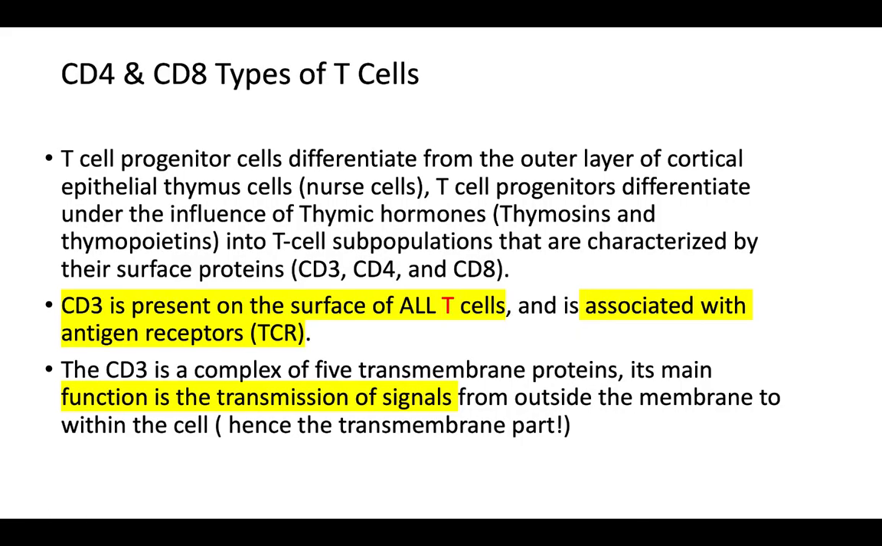So CD4 and CD8 types of cells, T cell progenitor cells differentiate from outer layers of cortical epithelial. T-cell progenitors differentiate under the thymic hormones, thymosins and thymopoietins, into T-cell populations اللي هم حسب ال presence عليهم. CD3 حكينا is present on all T-cells that have a T-cell receptor, فكلهم عندهم T-cell receptor, for all of them will have CD3. CD3 is a complex of 5 transmembrane proteins. Its main function is to transmit the signal من T-cell receptor لل nucleus.